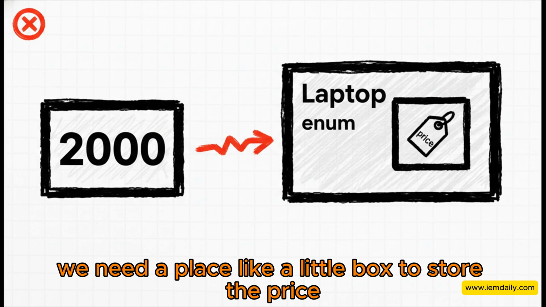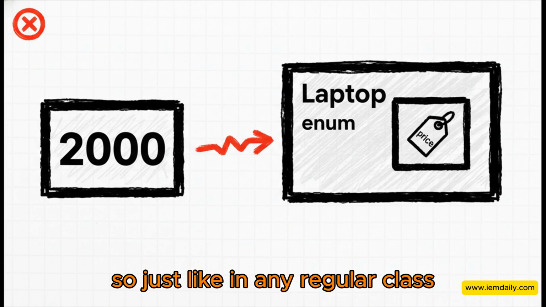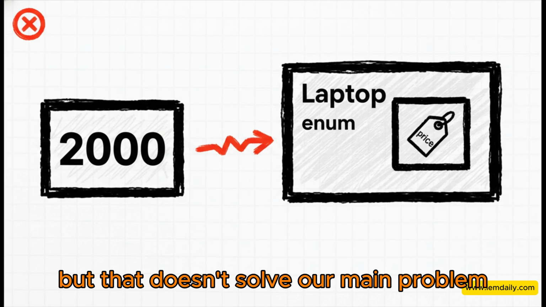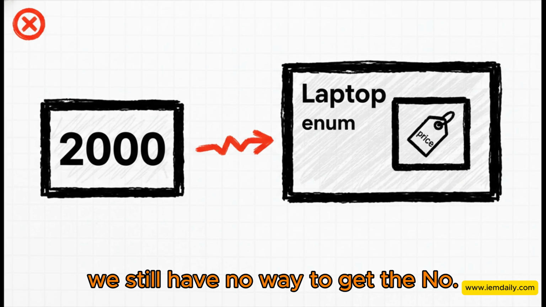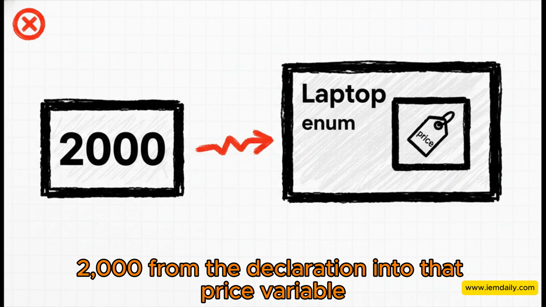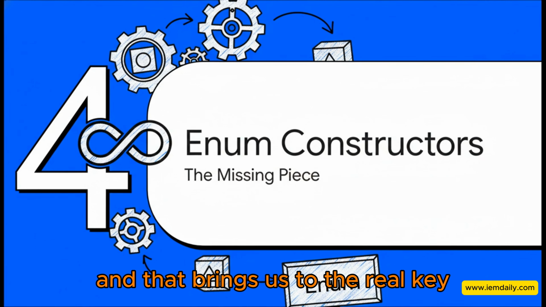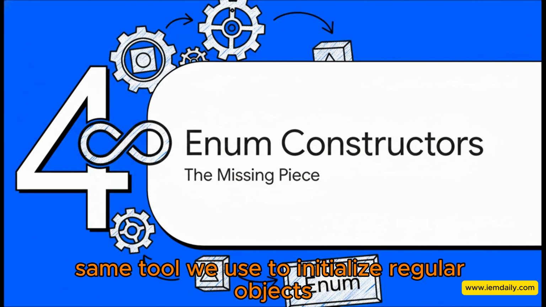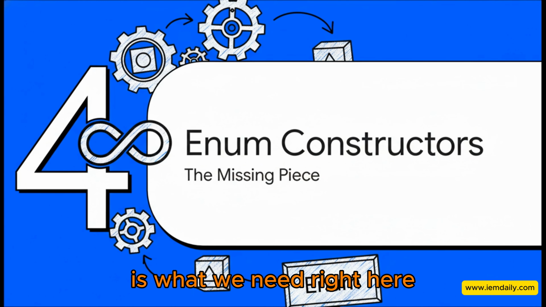First things first, we need a place, like a little box, to store the price. So just like in any regular class, we add a private instance variable. But that doesn't solve our main problem. We still have no way to get the number 2000 from the declaration into that price variable. And that brings us to the real key that unlocks this entire feature, constructors. The exact same tool we use to initialize regular objects is what we need right here.